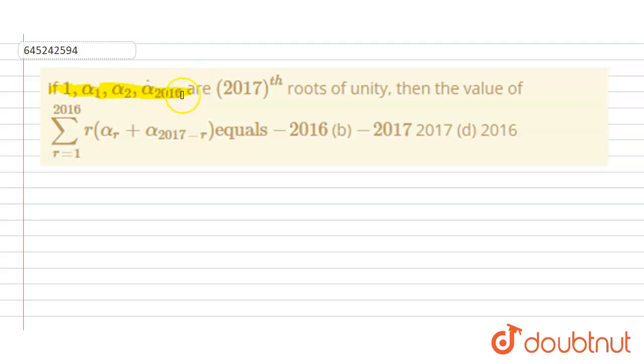Hello everyone, so here we have a question. Given that 1, alpha 1, alpha 2 up to alpha 2016 are the 2017th roots of unity, then the value of the summation r equals 1 to 2016 of r times (alpha r plus alpha 2017 minus r) will be equal to minus 2016, minus 2017, or 2016.